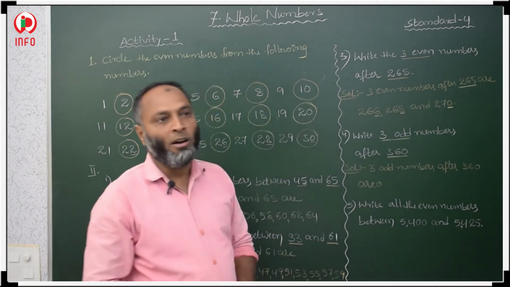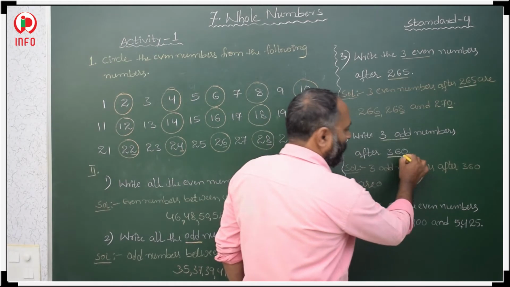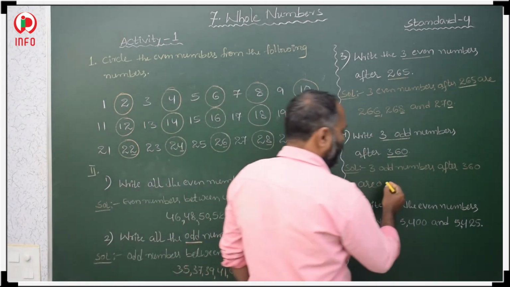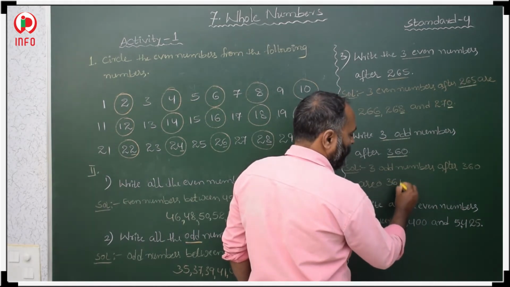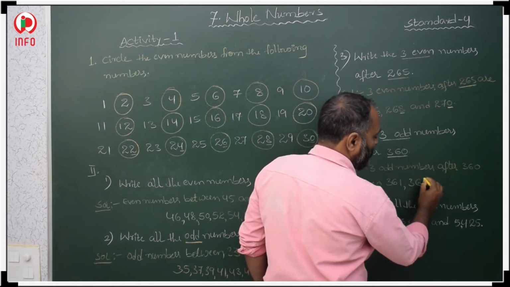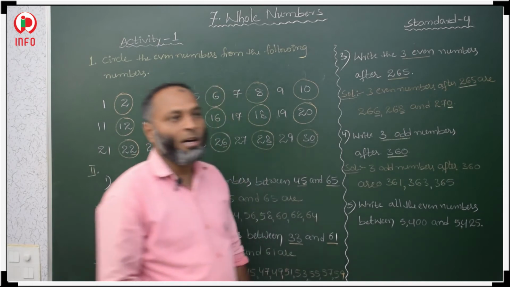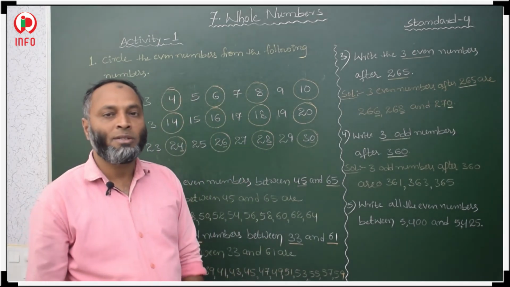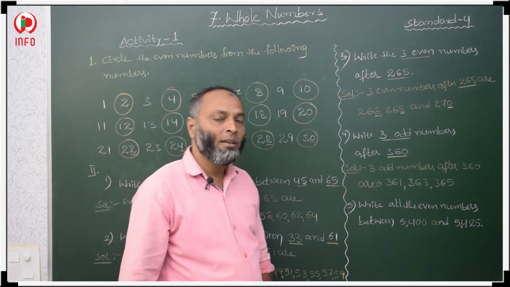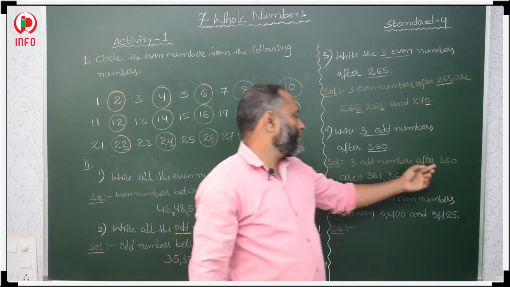360 is an even number, so the very next number is an odd number. That is 361. Then skip counting by 2: 363, 365. These are the odd numbers. So we wrote 3 odd numbers after 360.